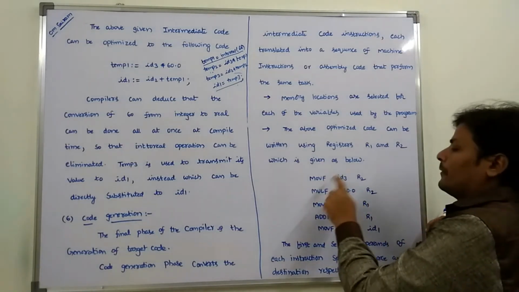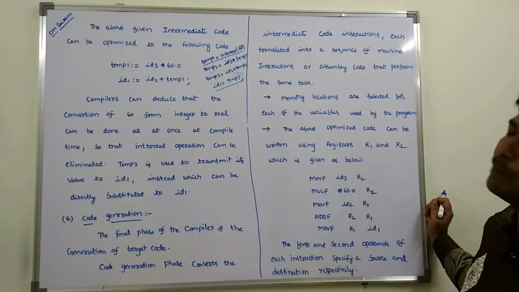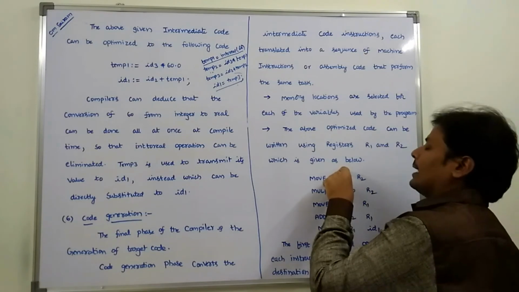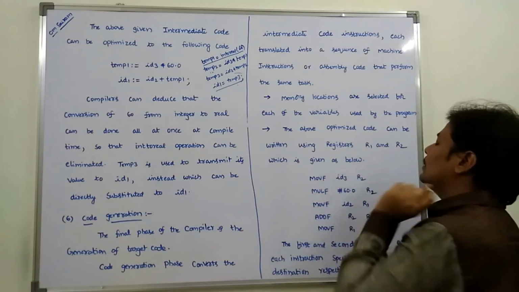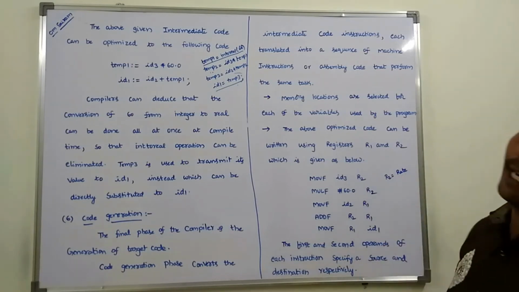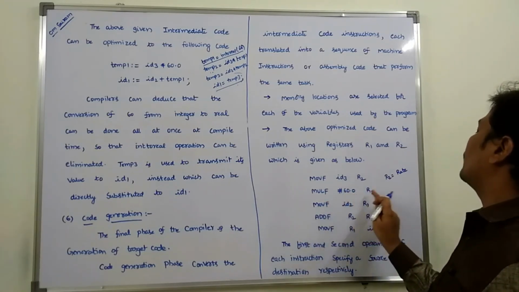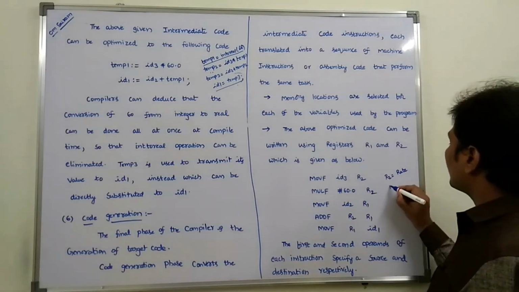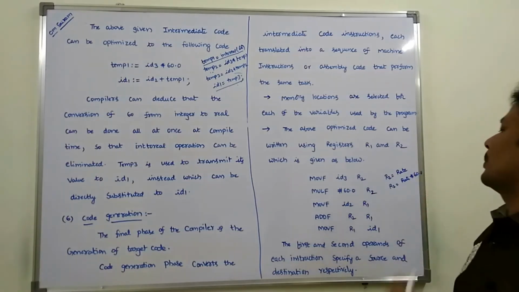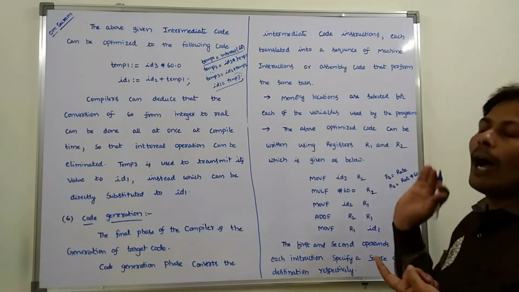In this one, F denotes that each and every instruction deals with floating point representation. First one is MOVF ID3, R2. Whatever the ID3, the content of ID3 is moved to R2. So now R2 contains ID3. ID3 is the identifier rate. Next, MULF #60.0, R2. So now R2 contains rate multiplied with 60.0. Initially the register R2 contains only identifier ID3.